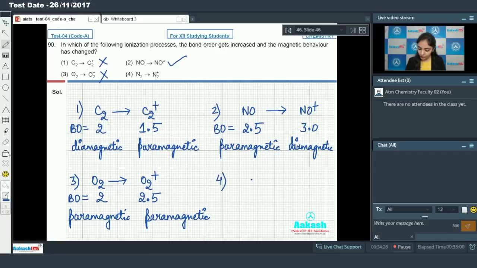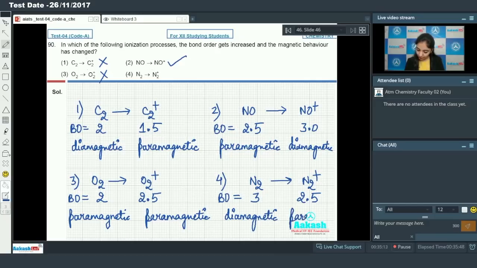Now coming to the fourth option in which N2 is being converted into N2 positive. The bond order of N2 is equal to 3. As the electron is removed from the bonding molecular orbital, the bond order will decrease. It is equal to 2.5, and N2 is diamagnetic and N2 plus will become paramagnetic. So the bond order is decreased in this case and the magnetic behavior has changed. So this option is also incorrect. The only correct option that we have found out is option number 2.